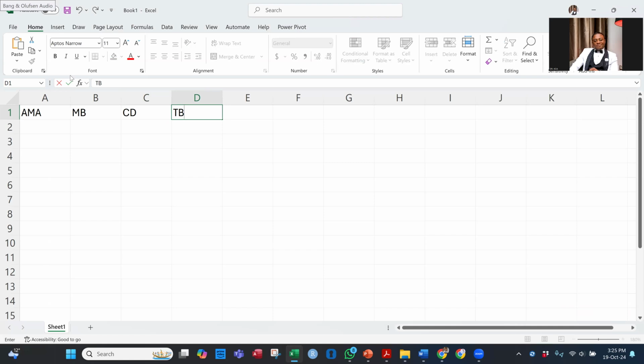Treasury bills, and then gross stock. Is that it? No, CD first. Which one is first? CD second. Treasury bills is second. So MB is first, CD second.